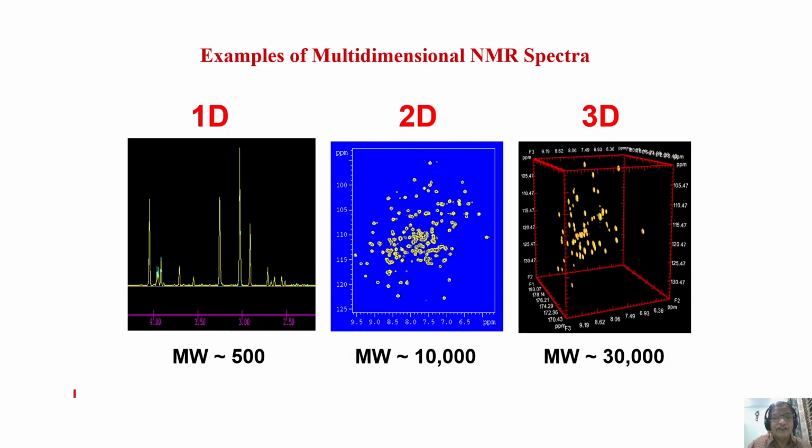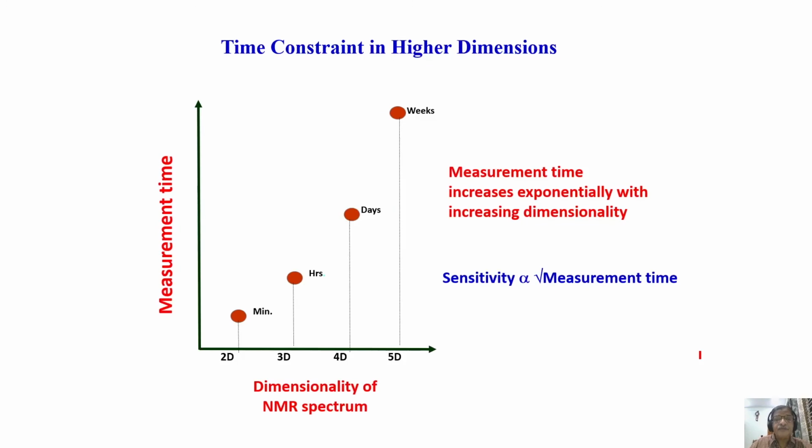The dimensionality of the spectrum: the way you represent the contour plot is like this. 1D is simple. It is peak height versus frequency, and the peak here. 2D and 3D onwards, everything will be in contour fashion. And molecular size also defines the type of experiment you want, 2D or 3D.